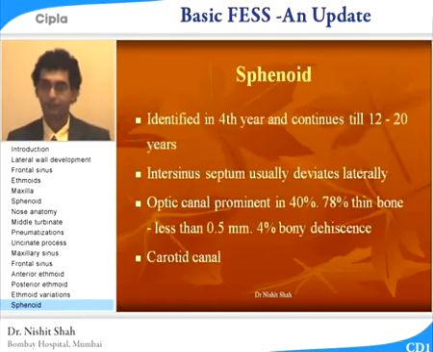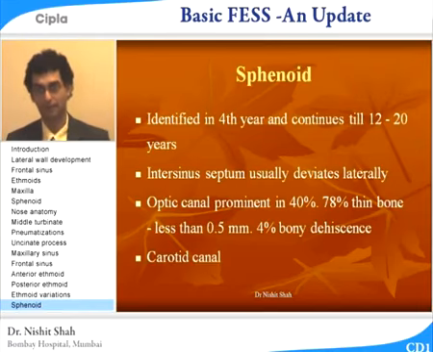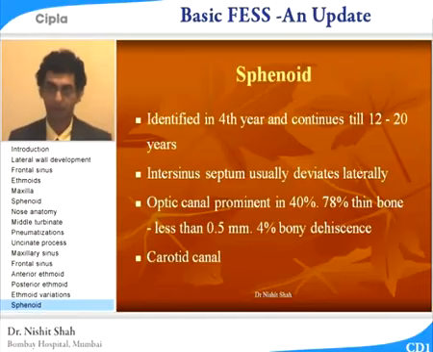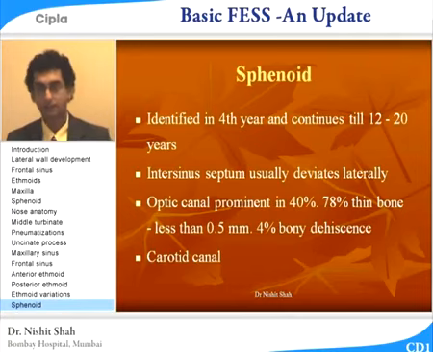The sphenoid itself is identified well in the 4th year, being a little hypoplastic at birth, and growth continues well past puberty. Intersinus septums, as we mentioned, usually deviate laterally, and of importance is that the optic canal is prominent in 40% of patients, and a high percentage of these patients will have thin bone, which is less than 0.5 millimeters. In 4% of patients, there will be no bone at all. You have what is known as bare optic nerves, and these are the situations where complications of the sphenoid sinus can occur.